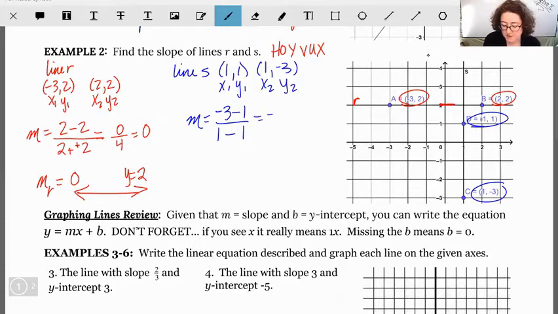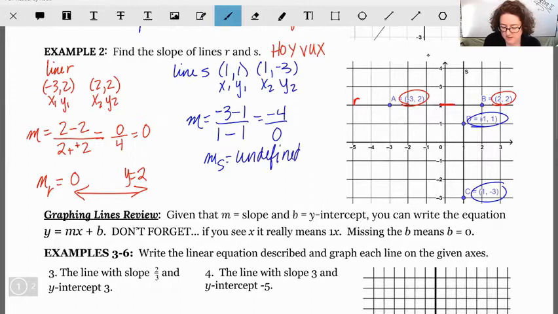So -3 minus 1 gives us a -4, but what's 1 minus 1? We have a 0, and unfortunately you cannot divide by 0. If you plug this in any calculator, you're either going to get an error message or a message that says undefined. So the slope of S is undefined.